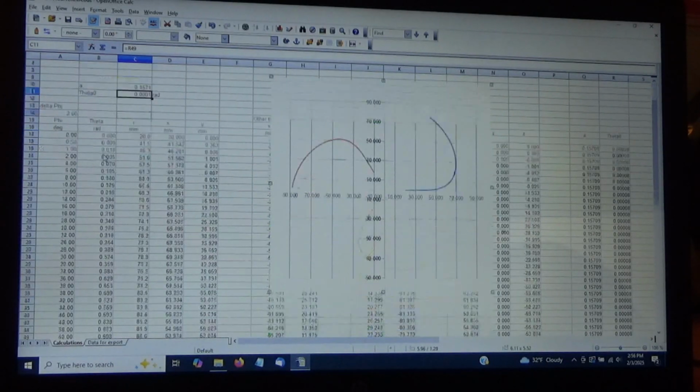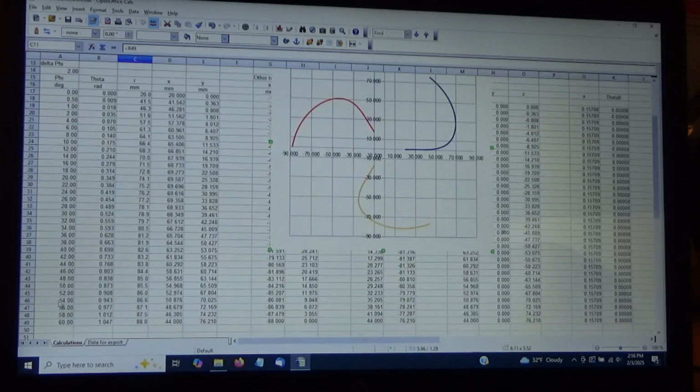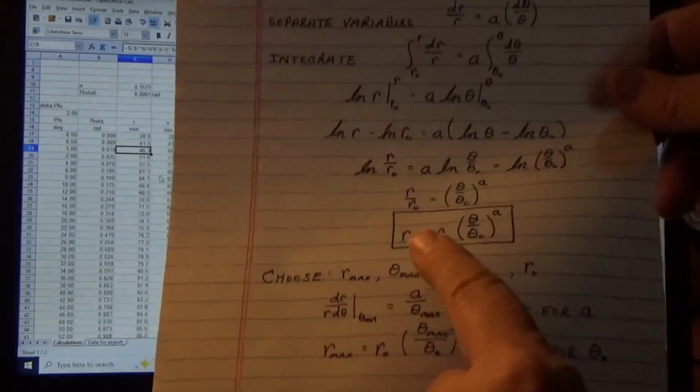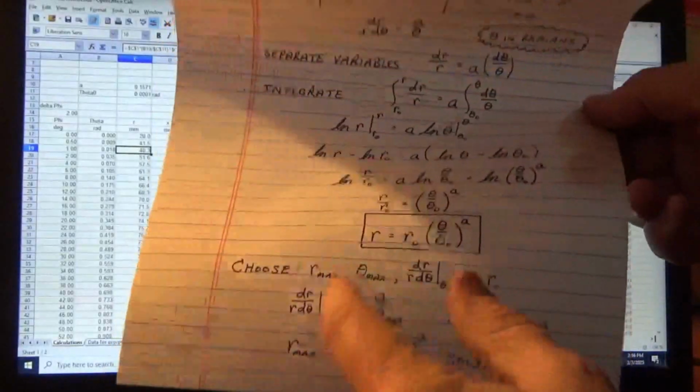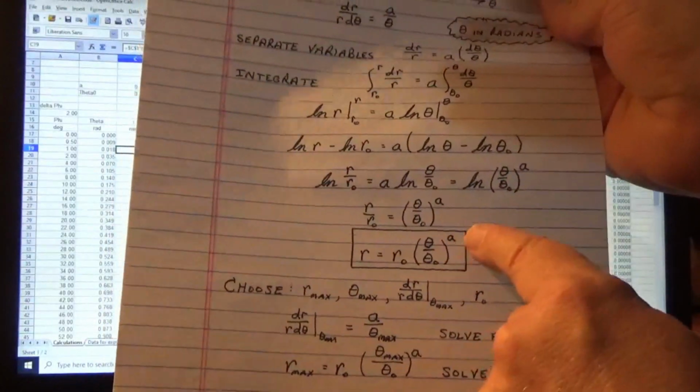Okay, so then I take this maximum angle, divide it into 30 parts, and convert it to radians, add that theta naught to it, and use this expression to calculate R. This R naught times theta over theta naught to the A.